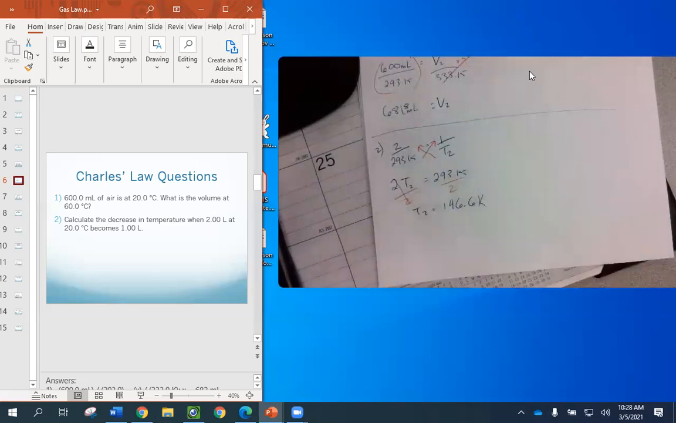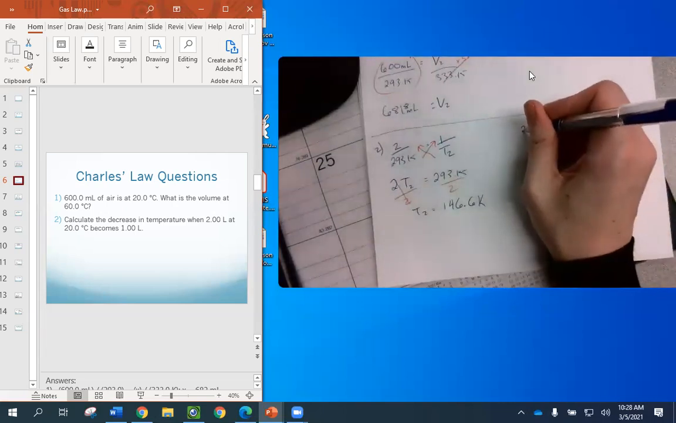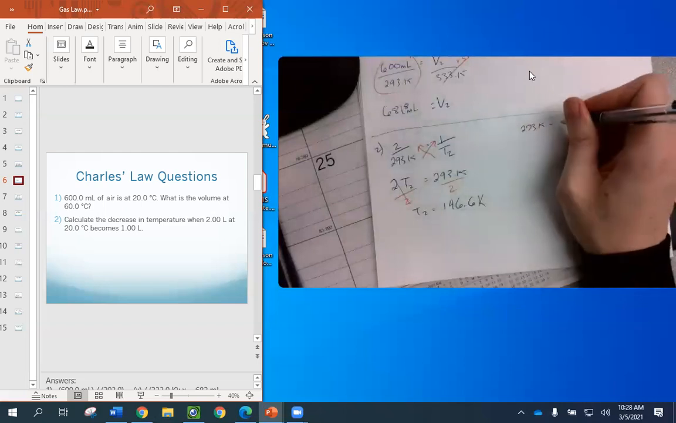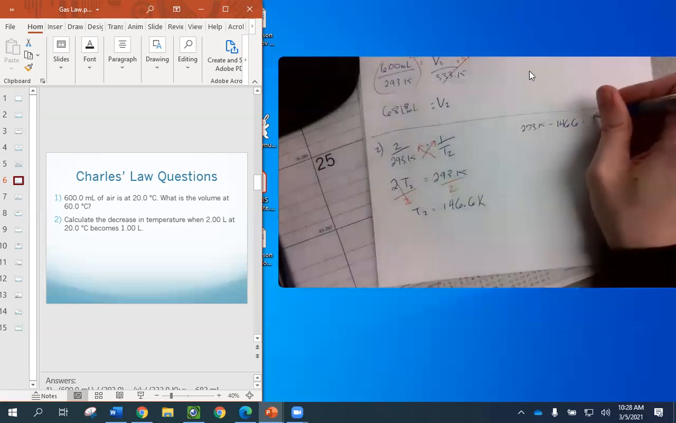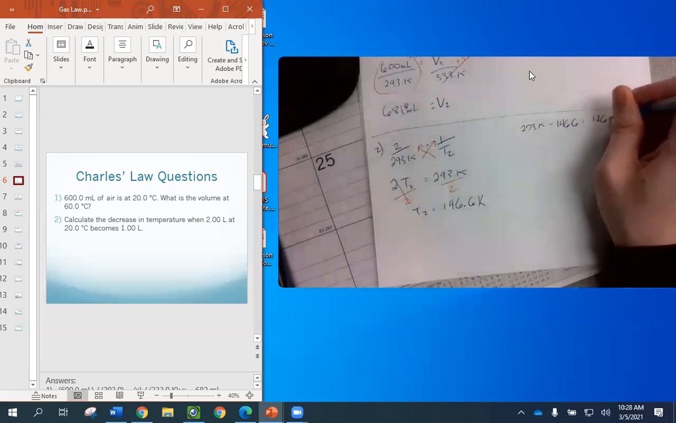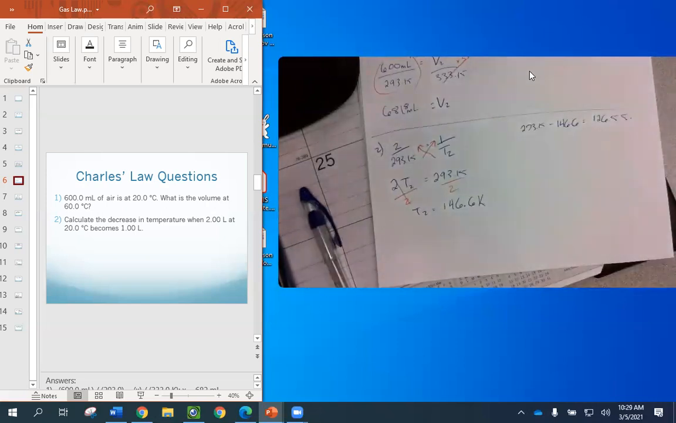And then if you had to convert back to degrees Celsius, I would just do 273.15 minus my Kelvin. 273.15 minus 146.6. And I get 126.55. Okay, so that is what my new temperature is.